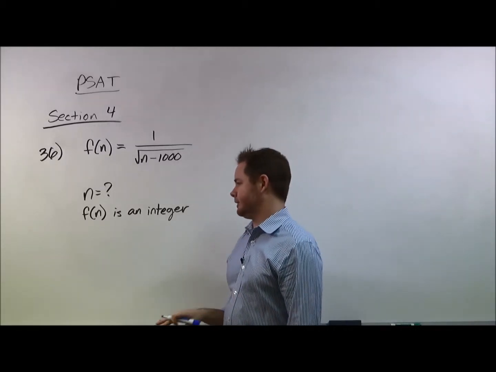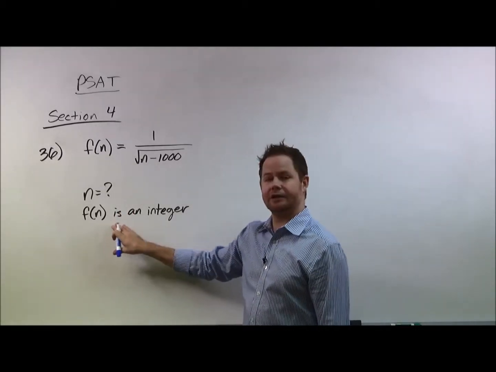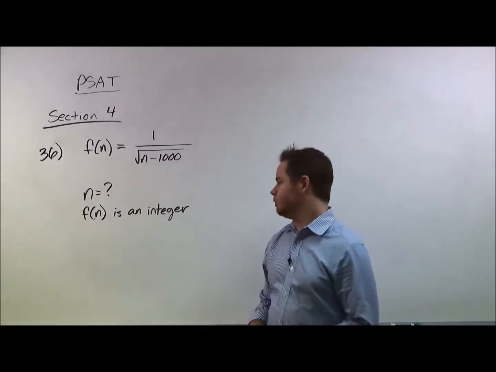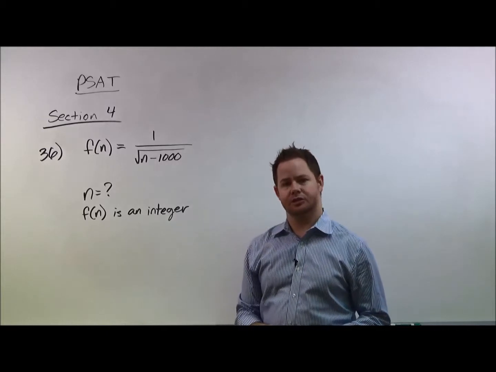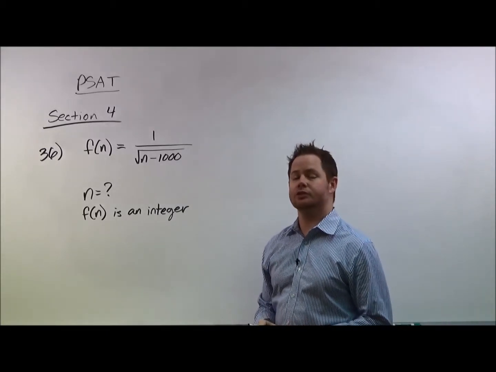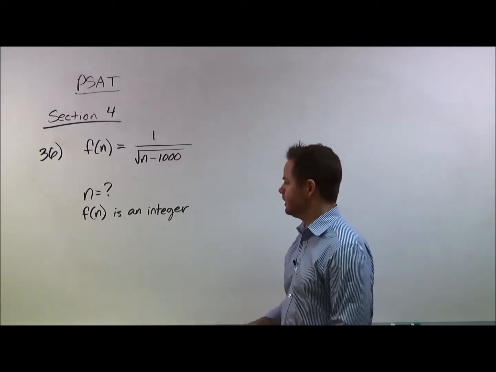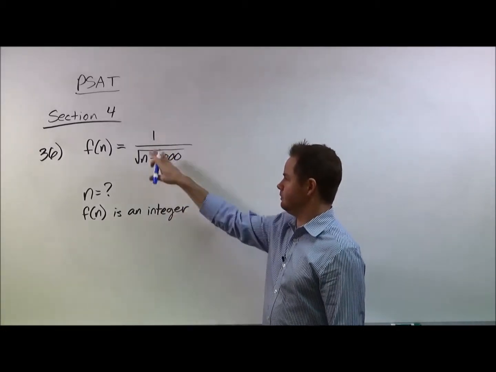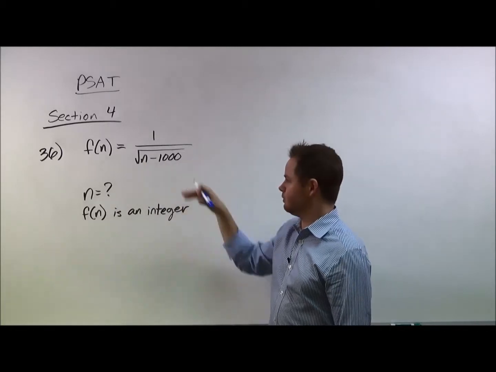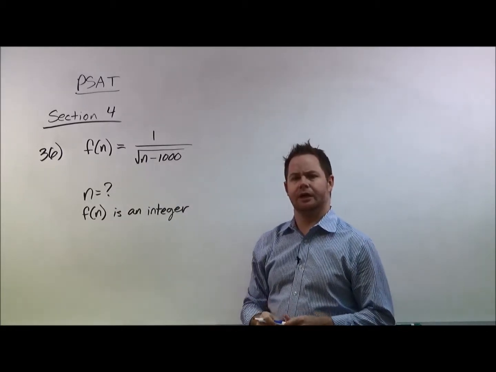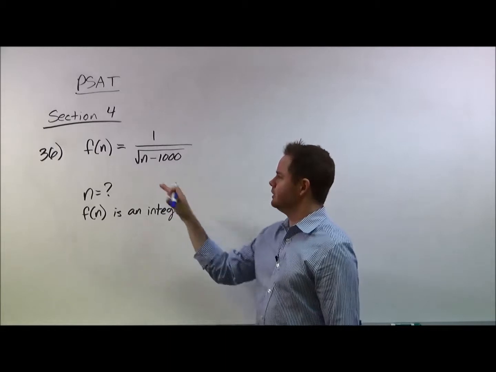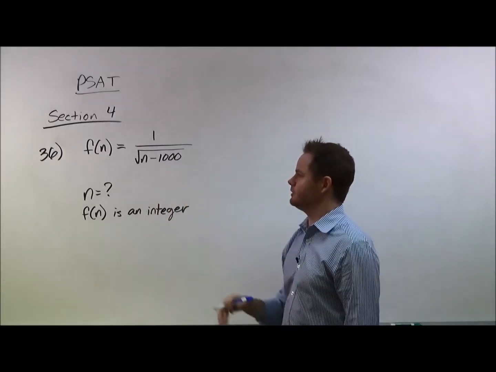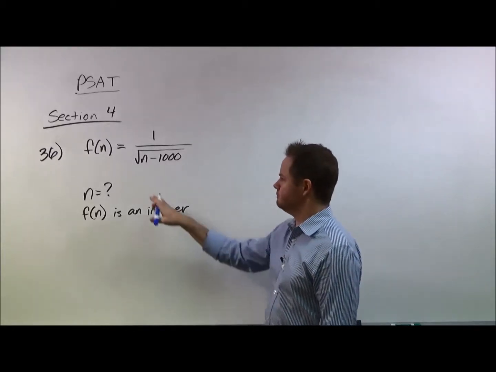Now let's see what they're asking us for. They tell us that f of n is going to be an integer, and they want to know what value of n would make f of n an integer. An integer is a non-decimal, non-fraction number, and in order for f of n to come out to be an integer, when you plug in some value for n, it has to work out to give you a non-decimal, non-fraction number. So let's start to test this out a little bit just to familiarize ourselves with this equation. Let's start small.